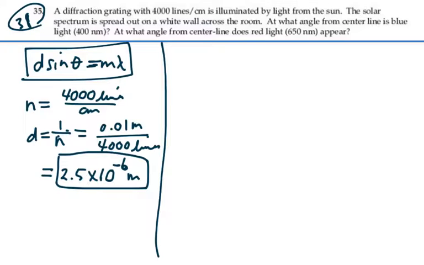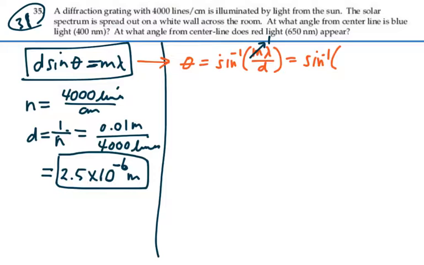So, in general, from this equation here, our theta is going to be equal to the inverse sine of m lambda divided by d. But m is going to be 1 in this case, because we're just going to the first maxima. So this is going to be equal to the inverse sine of the wavelength divided by d.